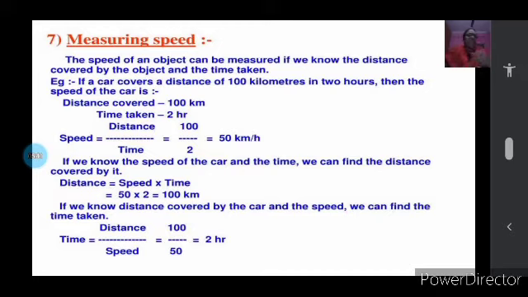How will you calculate? The speed is equal to distance covered by time taken, and you can see that 100 by 2 is 50 kilometers per hour. If you know the speed of the car, then it is very easy for you to calculate the distance also. How? Distance is equal to speed into time. Now see, if you know the distance covered by the car, 100 kilometers, and the speed, we can also calculate the time. So time how? Distance by speed, that is 100 by 50, 2 hours.